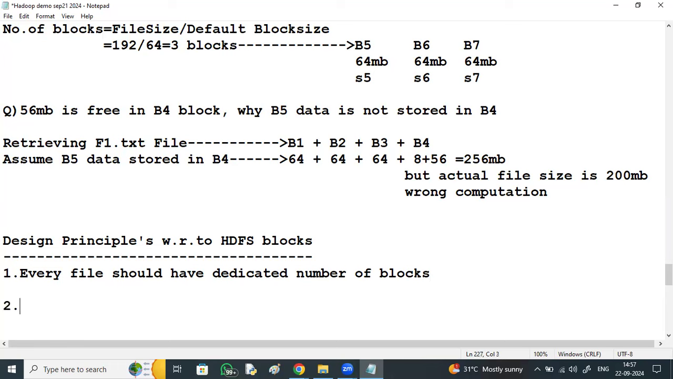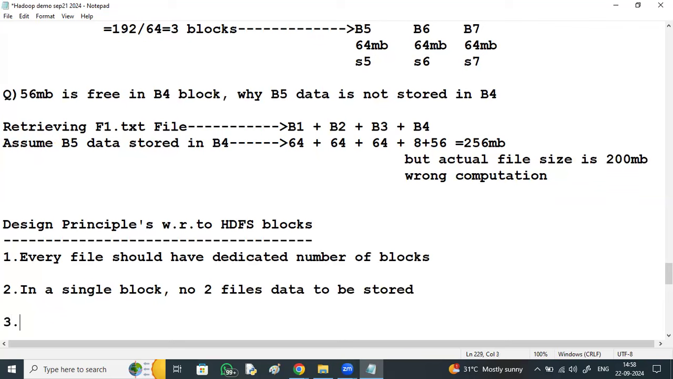In a single block, no two files' data should be stored. So in a block, no two files, file 1 and file 2, data should be stored together.